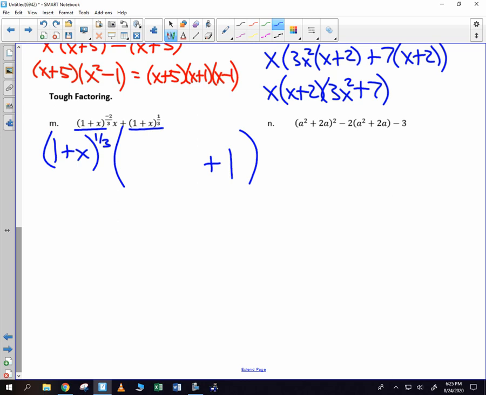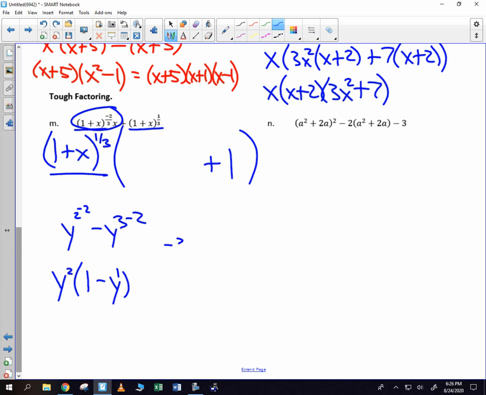Well, think about what happens when you factor. For example, if you have y squared minus y cubed, and you take out a y squared, you're left with 1 minus just y. What did you do? You took 2 minus 2 to get the 0, and then 3 minus 2 to get the 1, right? We subtract the exponents. So when you take this out of that, you have to subtract. Negative 2/3 minus 1/3 is negative 3/3, or negative 1.